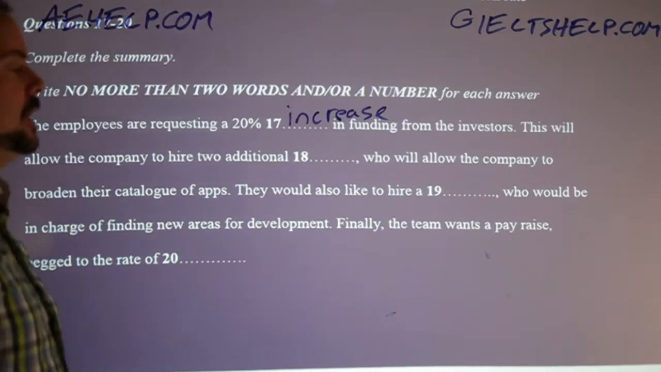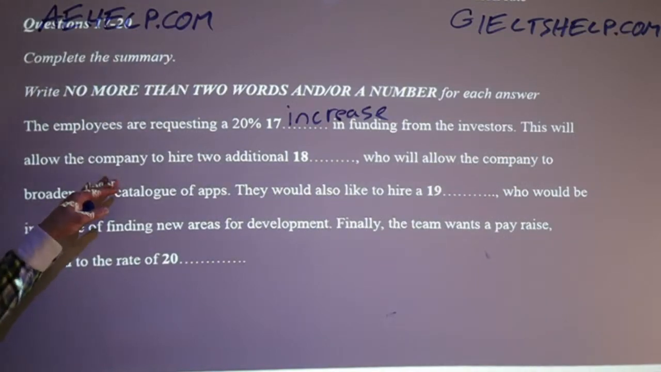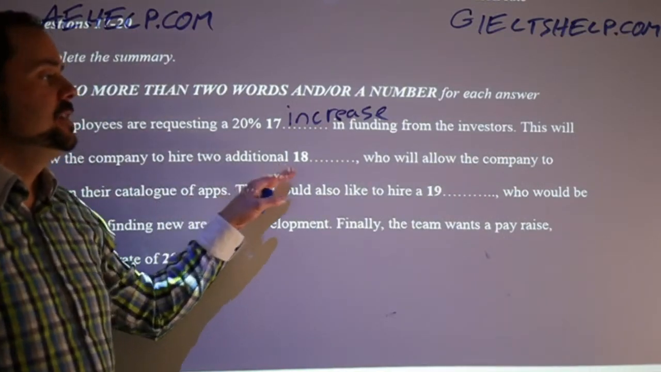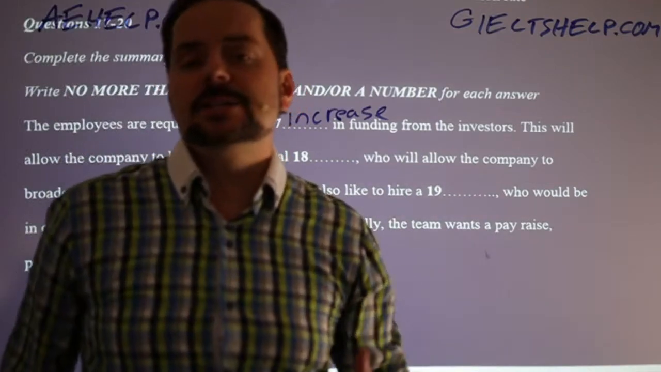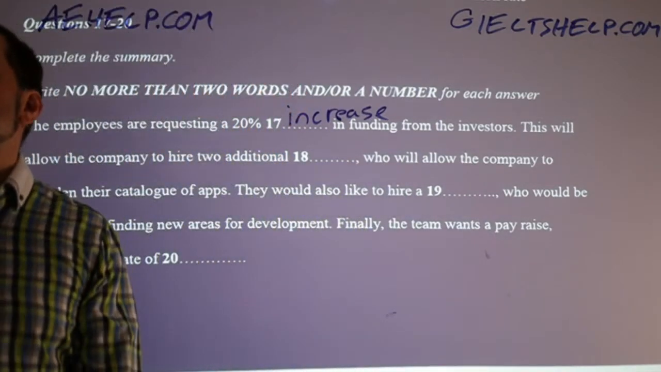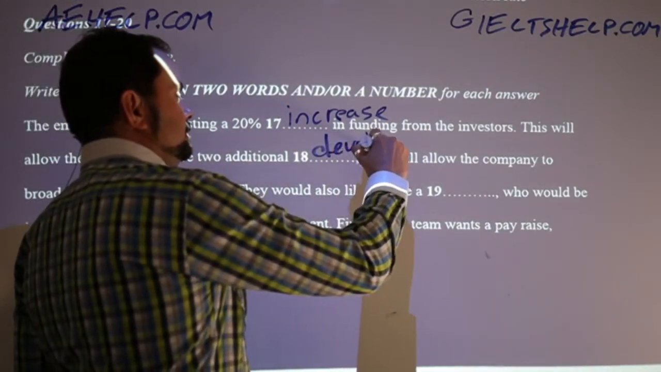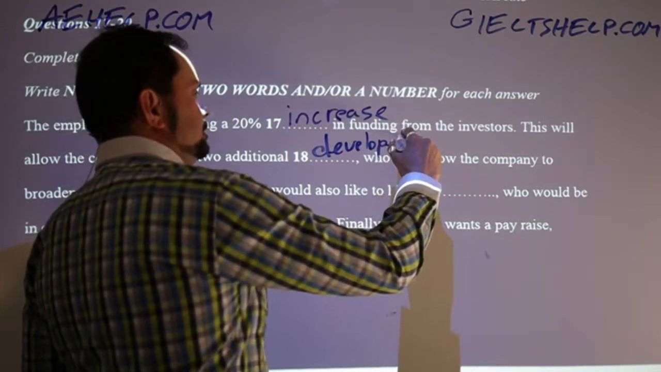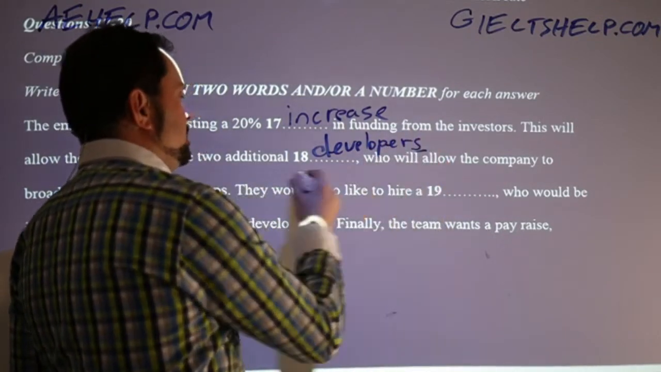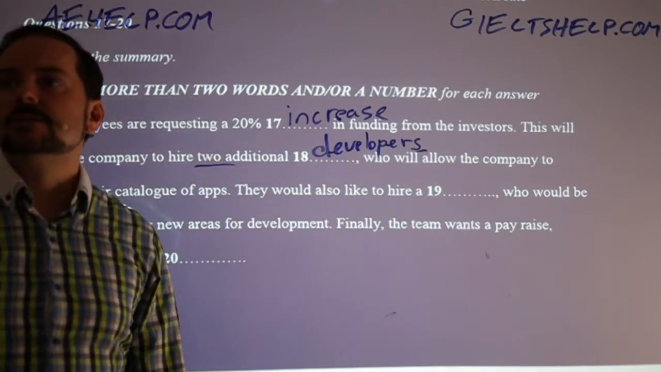Okay. This will allow the company to hire 2 additional what? So they want to get some more people into this company. And Alice Wambui says developers. Yeah. S, of course, because it's 2. So developers it is. Very nice, Jungmin and Dustin.